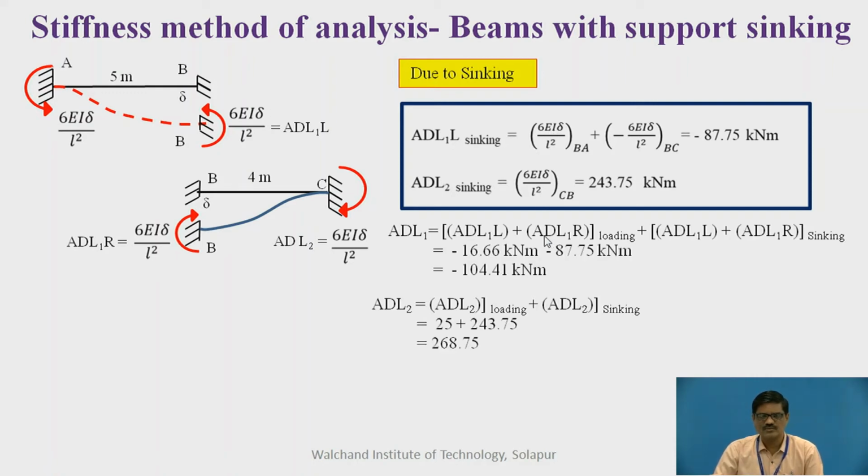Once we get the coefficients corresponding to loading as well as due to sinking, then we shall take a summation and we get this value. ADL1 is minus 104.41 and ADL2 is 268.75. Therefore, the ADL matrix is ready.